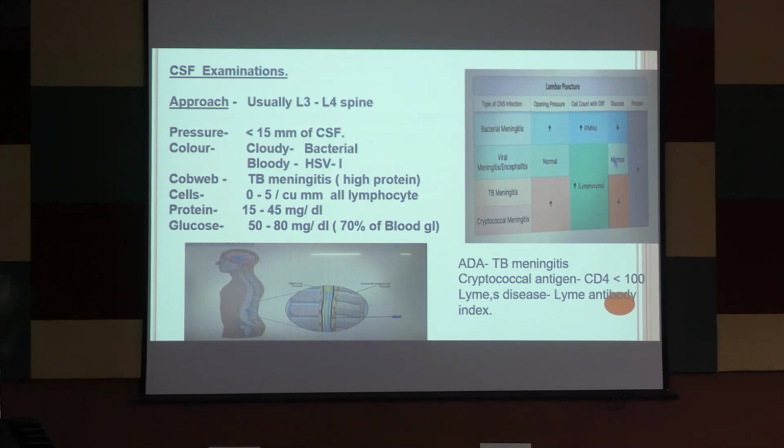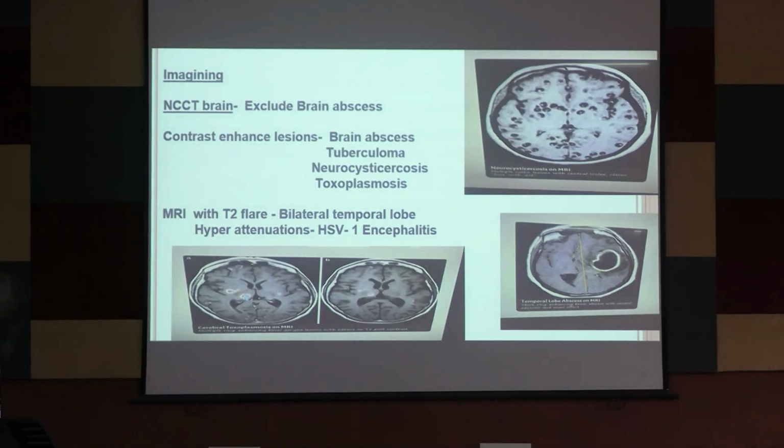A special test you do in CSF is ADA. As you know, we do ADA in TB meningitis. We also send the sample for CBNAAT to detect the TB bacilli. If you suspect cryptococcus, you can do cryptococcal antigen from the CSF. In Lyme disease, there is the Lyme antibody index in the CSF. These are the special tests done in CSF in relation to meningitis.